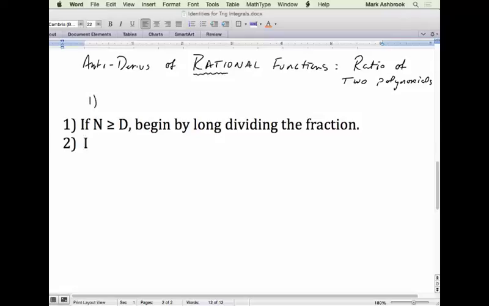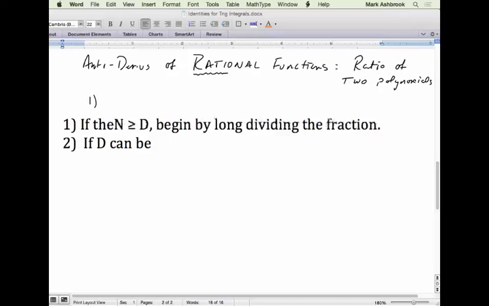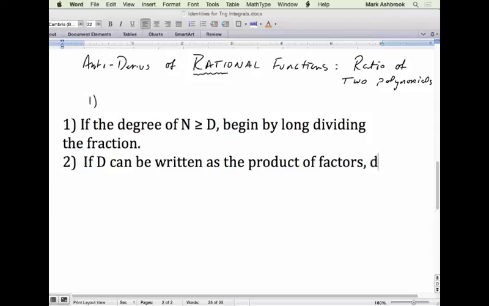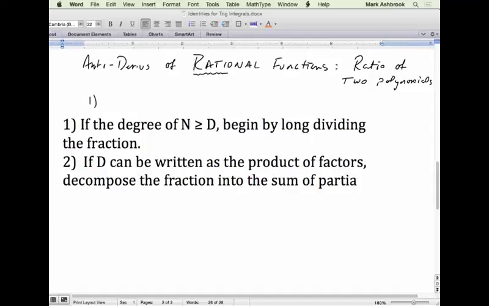And then if the denominator can be written as a product of factors, this is the main technique we're going to learn. You're going to decompose the fraction into the sum of partial fractions.